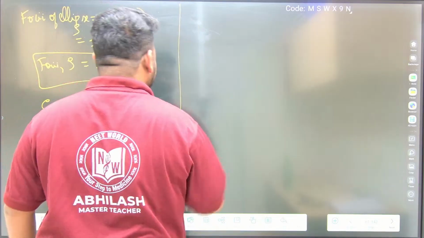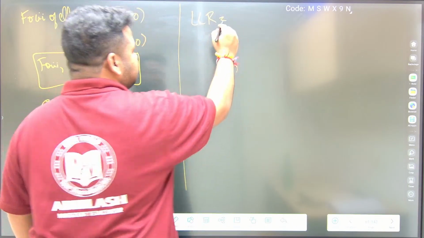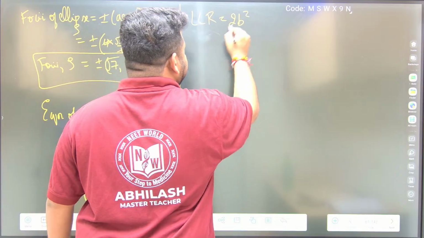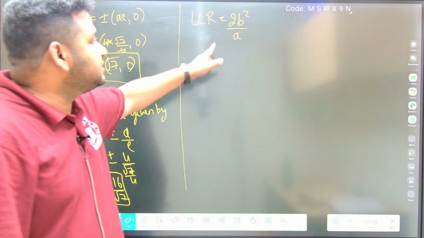Now we want to find what? Length of the latus rectum. Length of the latus rectum is given by 2b square by a. It is not 2b square by a square, it is 2b square by a.